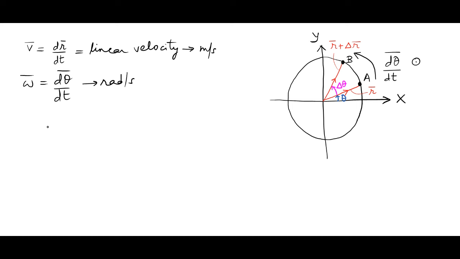So for example, if mod of omega bar, let's say, is the same for two particles, then mod of v bar need not be the same. It depends on the radius of the circle.